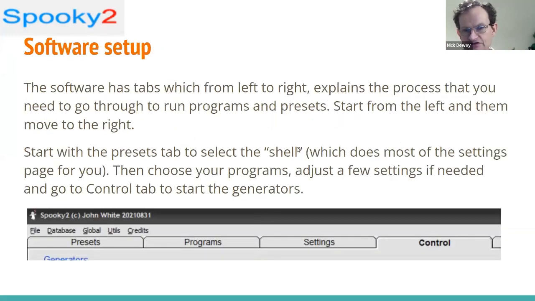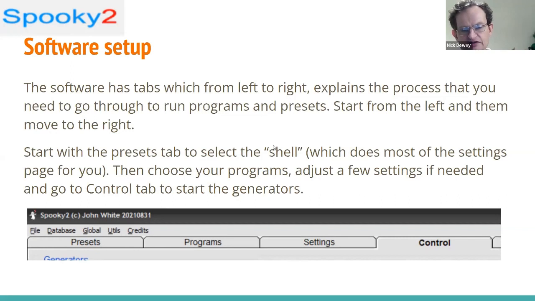But now let's think about software and how the software is set out. At the bottom of this image, you'll see an image of the top of the software page. Presets, programs, settings, and control. These are various different tabs that we work on, and we work on them from left to right. Okay, go to the presets first, then programs if necessary, then settings if necessary, then control. Overwrite, select generator, and click start.